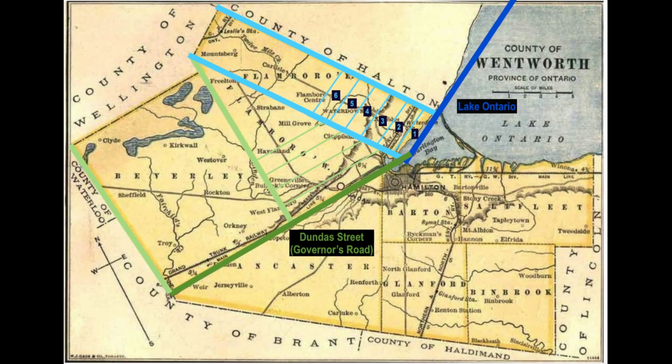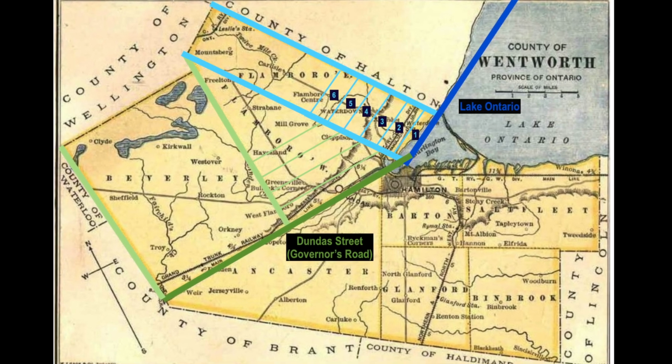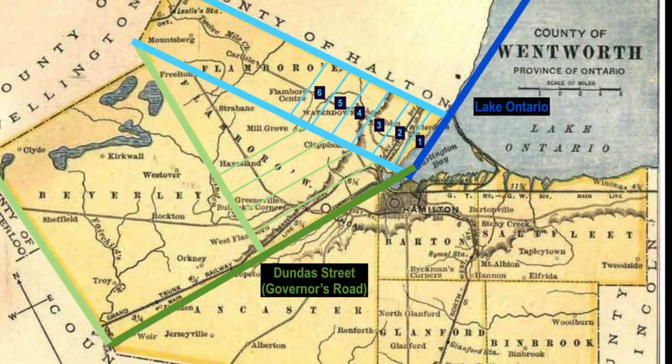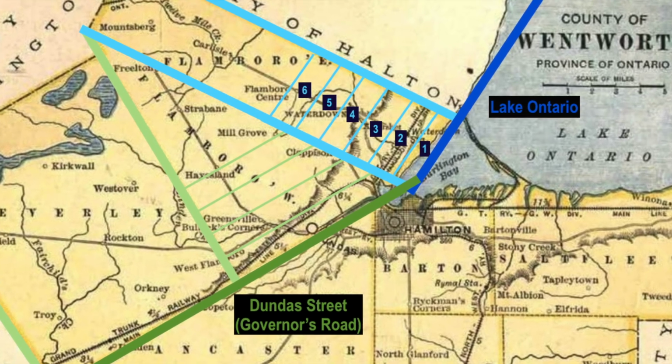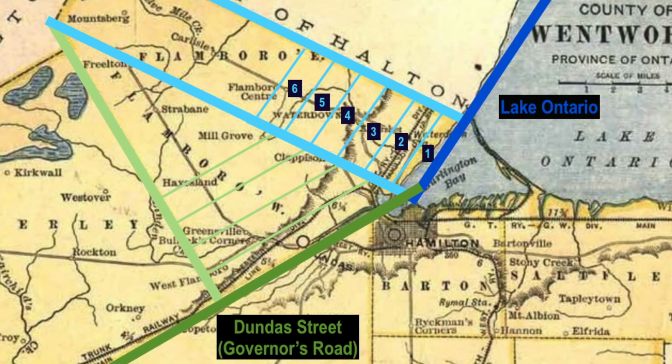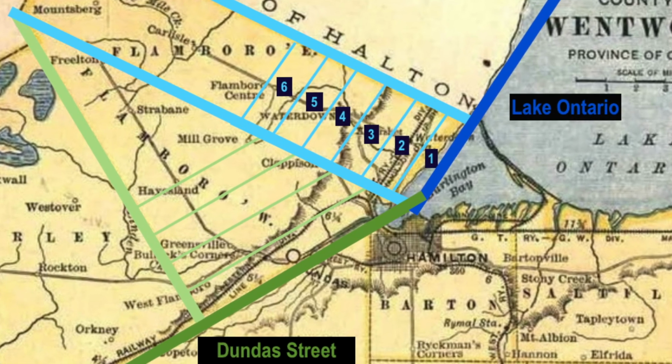Locally, surveyors used Lake Ontario as a baseline, from which perpendicular lines penetrated the land to create the township of East Flamborough, while Governor's Road was used to draw out both West Flamborough and Beverly townships. It's because of these different baselines that while East Flamborough is a rectangle, West Flamborough is shaped like a triangle.